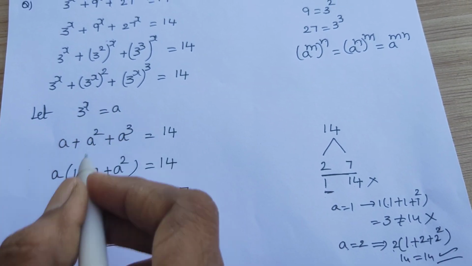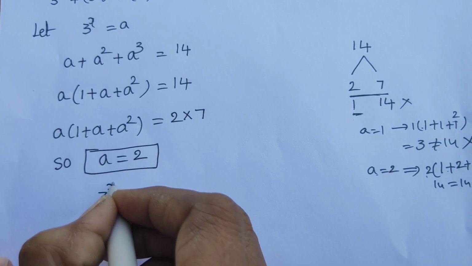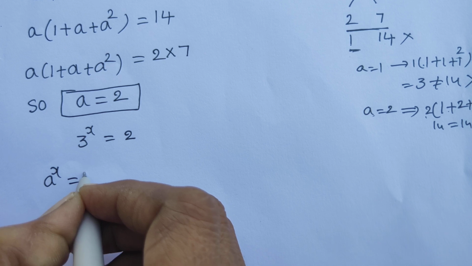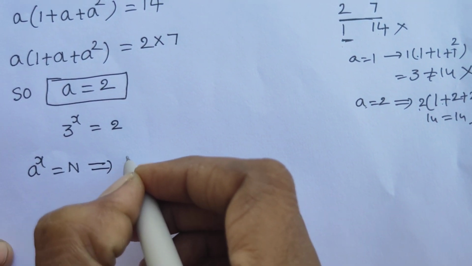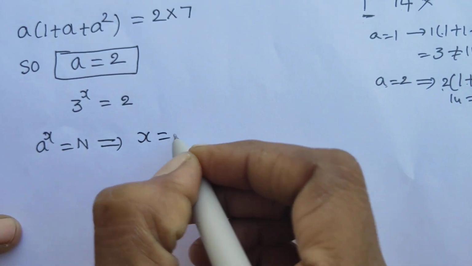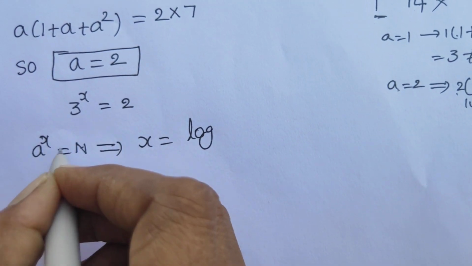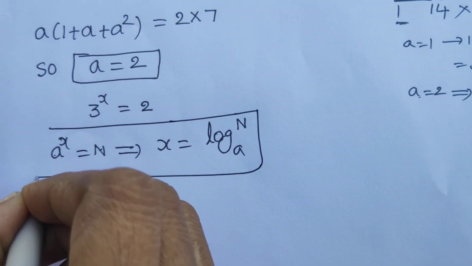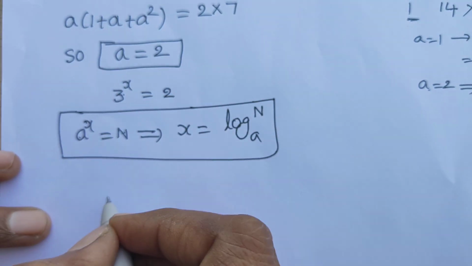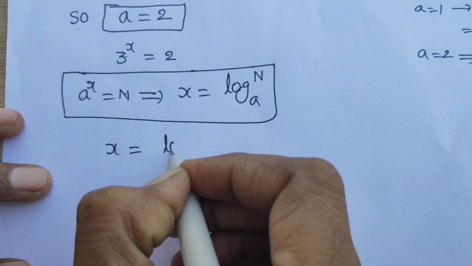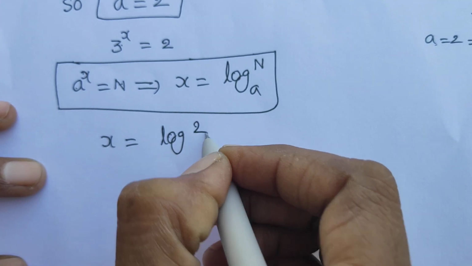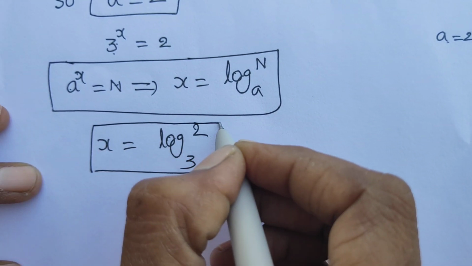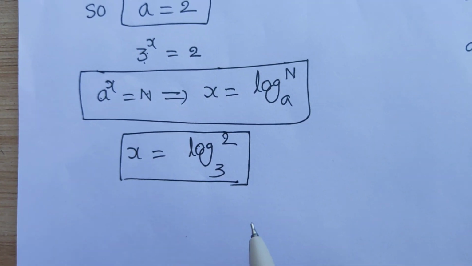Now 3^x equal to a, so 3^x equal to 2. If a^x equal to n, that implies x equal to log n base a. Applying this formula here, x equal to log 2 base 3. This is x.